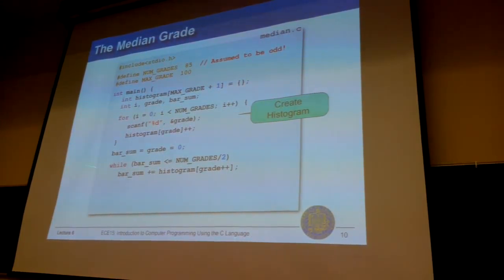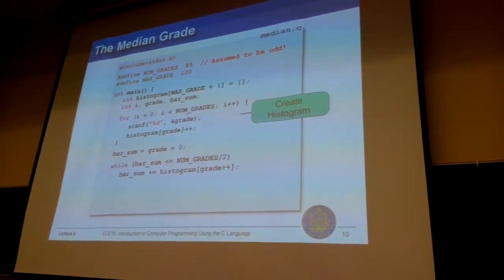And so what we're doing here is we're summing these guys up. So at each iteration, we're taking a look at the value in the histogram. So how many student scores match grade, right? We're going to increment grade after we check that. So first, we look at this and say, okay, the value that we're accessing the array with is grade, right? We're going to add one later. So we access that, we get the number of students that got that grade, we add that to bar sum, then we increment grade, right?